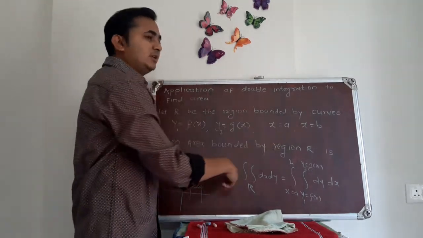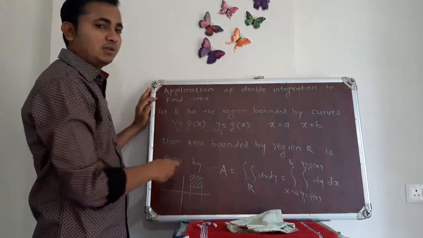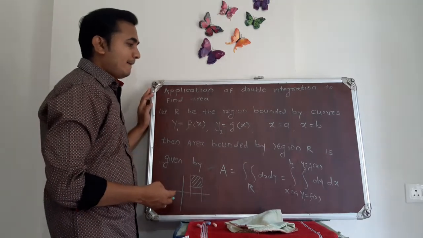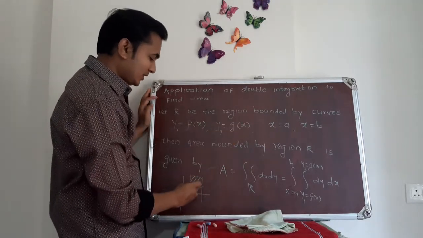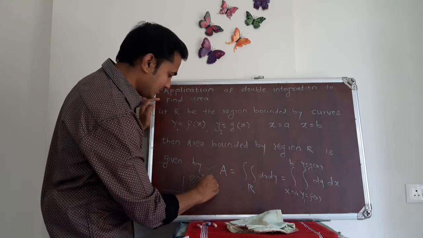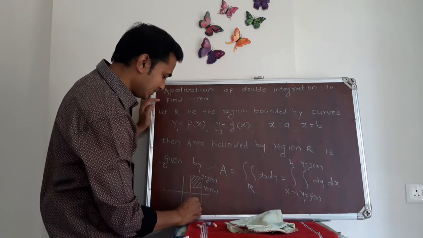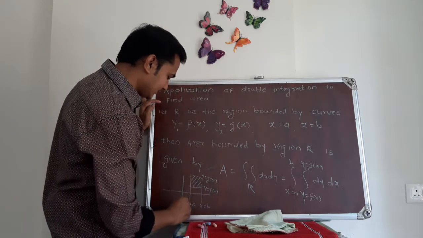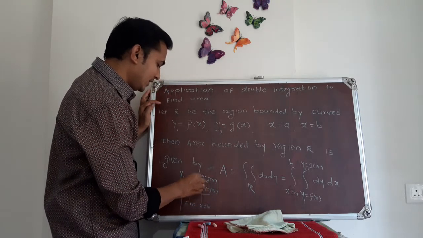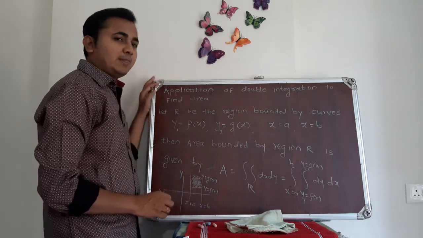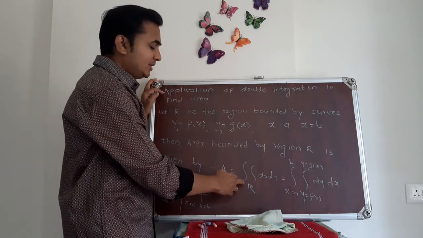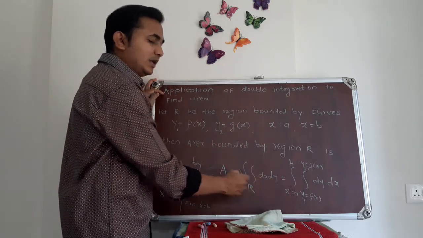Sometimes this x will be the points of intersection of these two curves, or sometimes they will be given to you directly. So the region bounded by these curves will look like this. Something like y is equal to f of x is this curve, then y is equal to g of x is this curve, and this is x is equal to a, x is equal to b, this is x axis, this is y. So this region, and we are finding the area of this region. Alright. So the area bounded by region R is A equal to double integral dx dy over R.